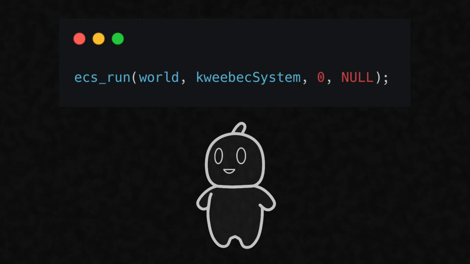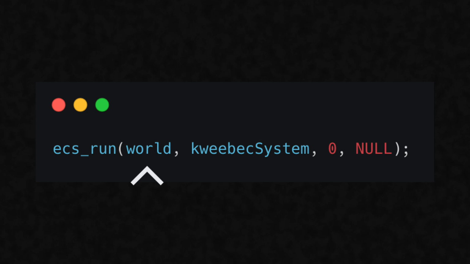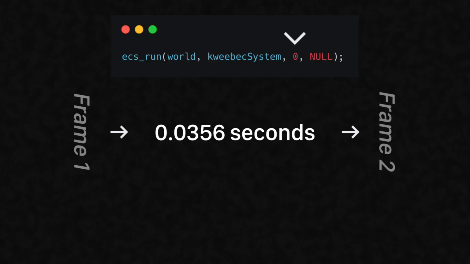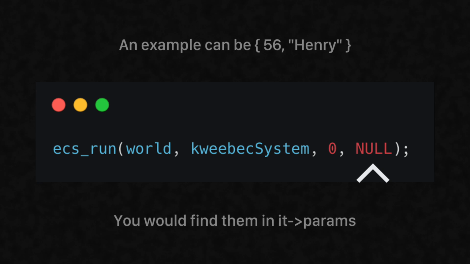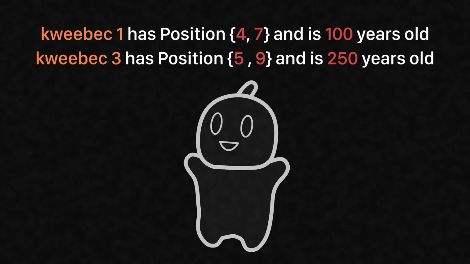If we go back to the main function and put this run command, we can see the system working. It just needs the world, system, delta time. This is essentially saying how much time passes between frames, and 0 means Flecs will find that time automatically. And parameters. We have no extra parameters though, so we can just leave it null. Put bake run into the terminal and see the results.